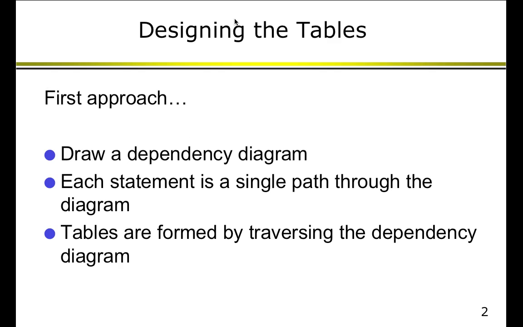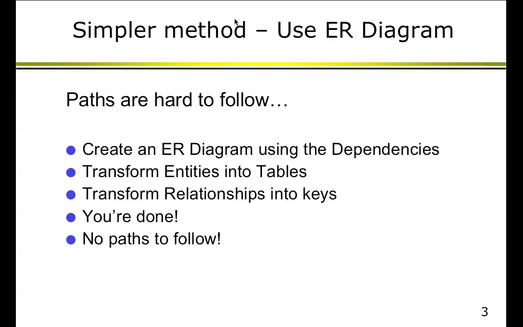Tables are formed by traversing the dependency diagram. Paths are hard to follow, so we create the entity relationship diagram using the dependencies. Because what students end up trying to do is follow the paths of the dependencies without the diagram. Some people actually write sentences, make a whole list of these things, and start turning them into tables. When you do that, you end up with too many tables. You usually end up with more tables than you need, because some of the stuff can be combined in terms of the dependencies.